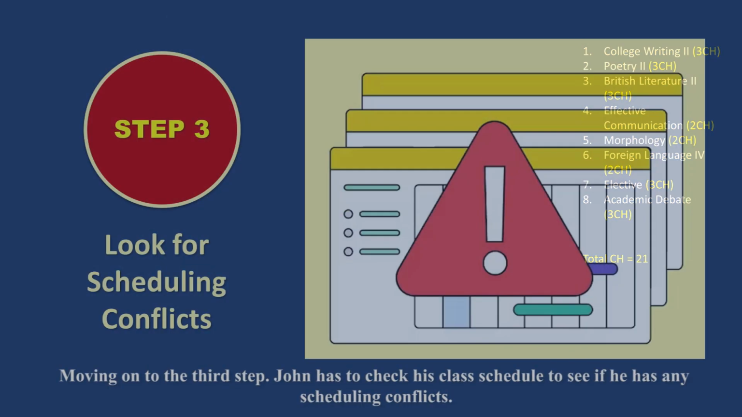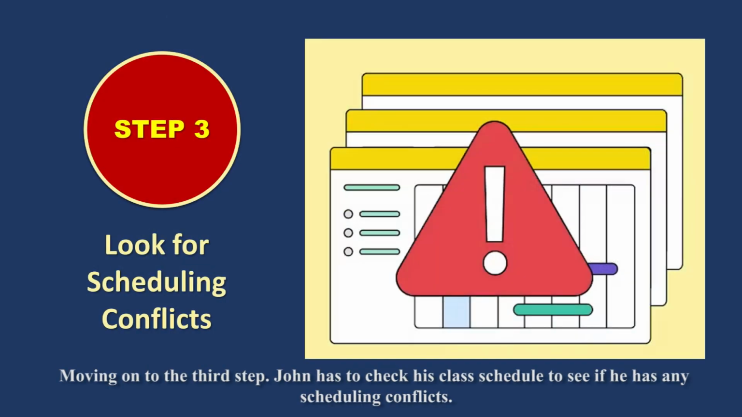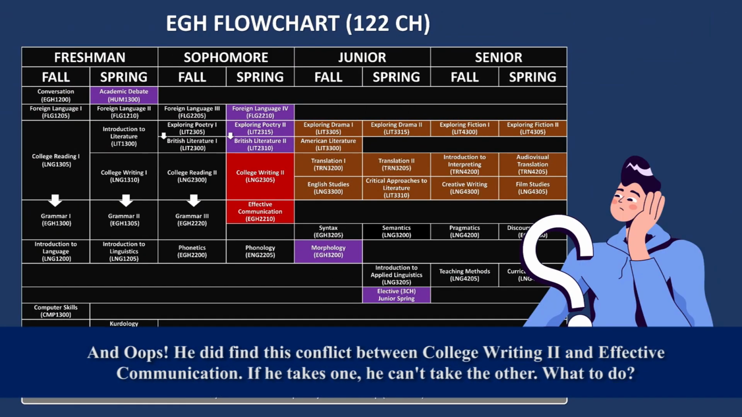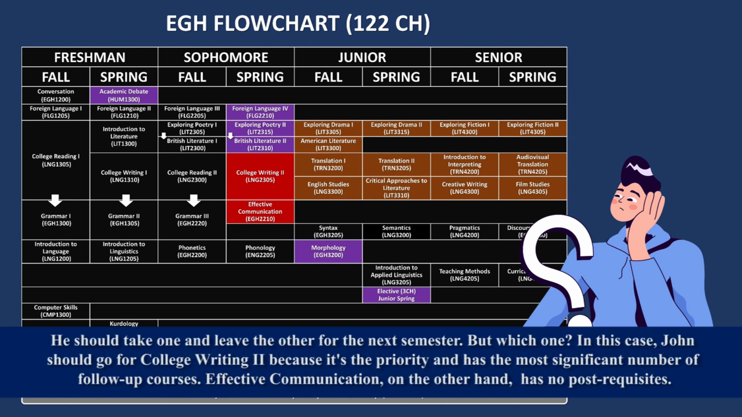Moving on to the third step, John has to check his class schedule to see if he has any scheduling conflicts. And oops, he did find this conflict between College Writing 2 and Effective Communication. If he takes one, he can't take the other. What to do? He should take one and leave the other for the next semester. But which one? In this case, John should go for College Writing 2 because it's the priority and has the most significant number of follow-up courses. Effective Communication, on the other hand, has no postrequisites.